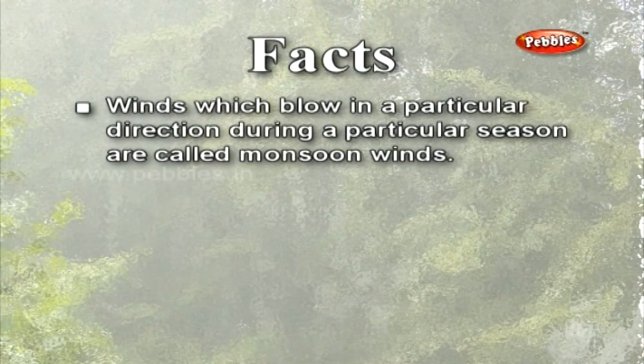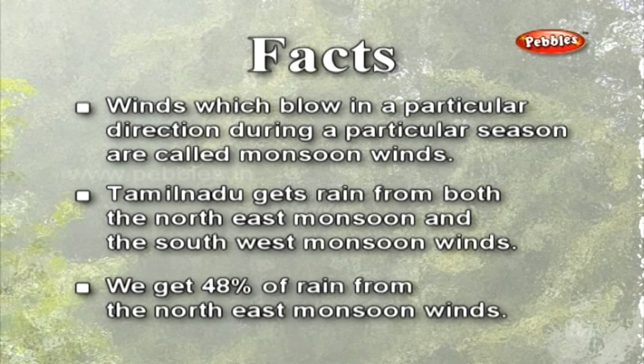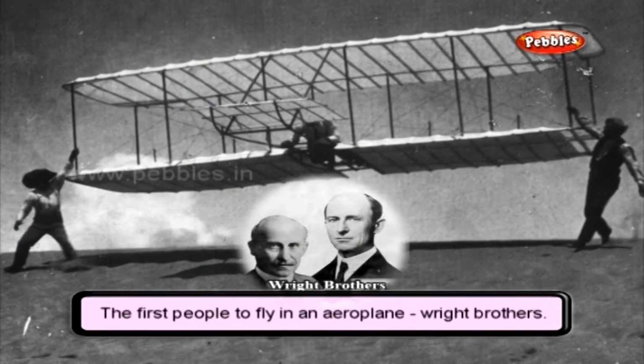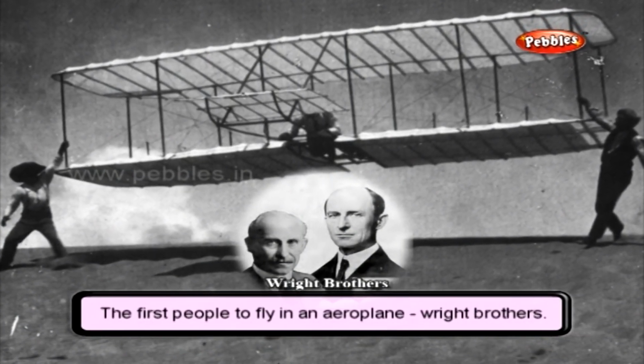Winds which blow in a particular direction during a particular season are called monsoon winds. Tamil Nadu gets rain from both the northeast monsoon and the southwest monsoon winds. We get 48% of rain from the northeast monsoon winds. The first people to fly in an aeroplane, Wright brothers.